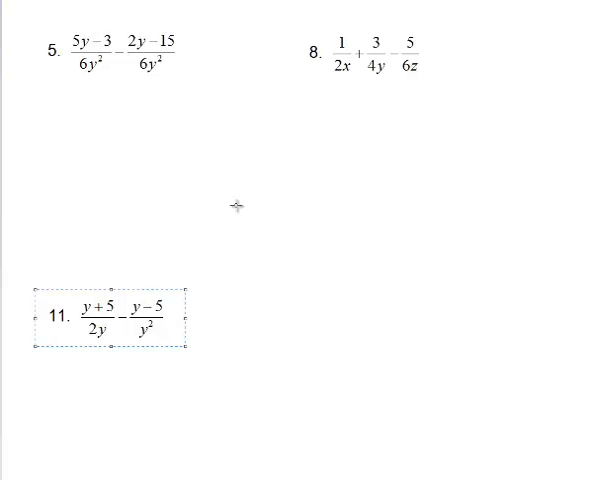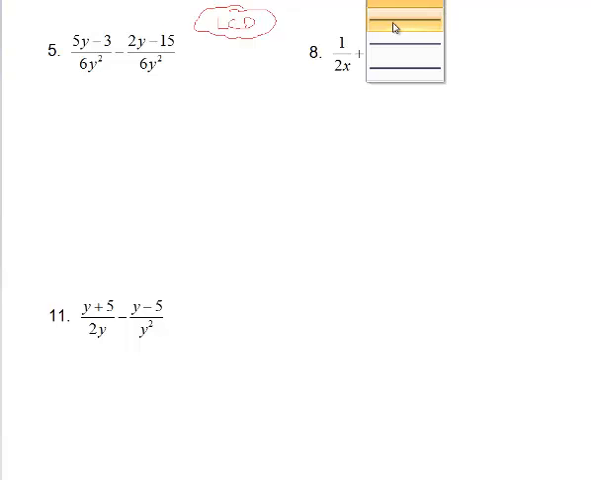Now we're adding and subtracting rational expressions. And again, anytime you add and subtract a fraction of any sort, you must have common denominators. So we're going to look for the LCD, right? We have to find the LCD of all of these. Now if I look at number 5, have a look at number 5 first. Look at each denominator. You can see 6x squared, or 6y squared, and also 6y squared.